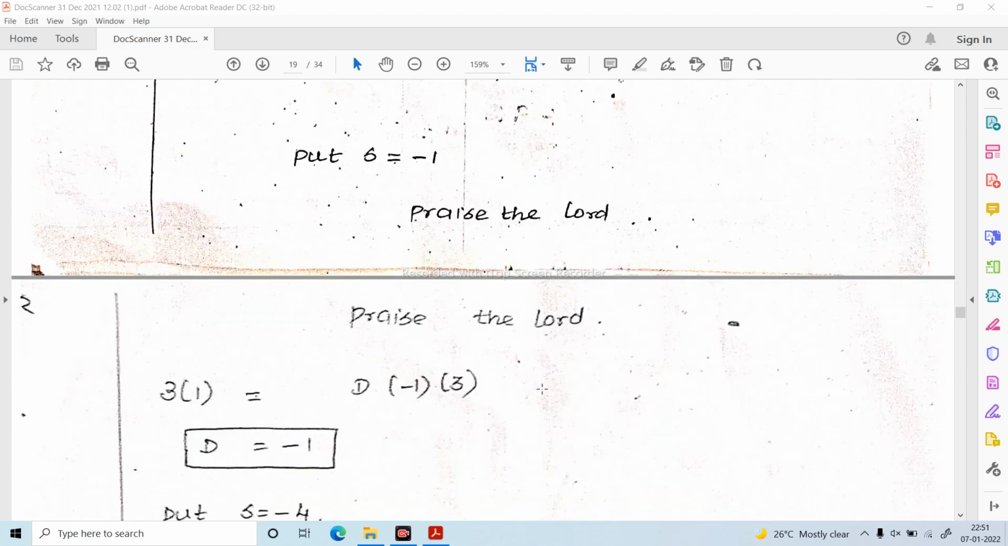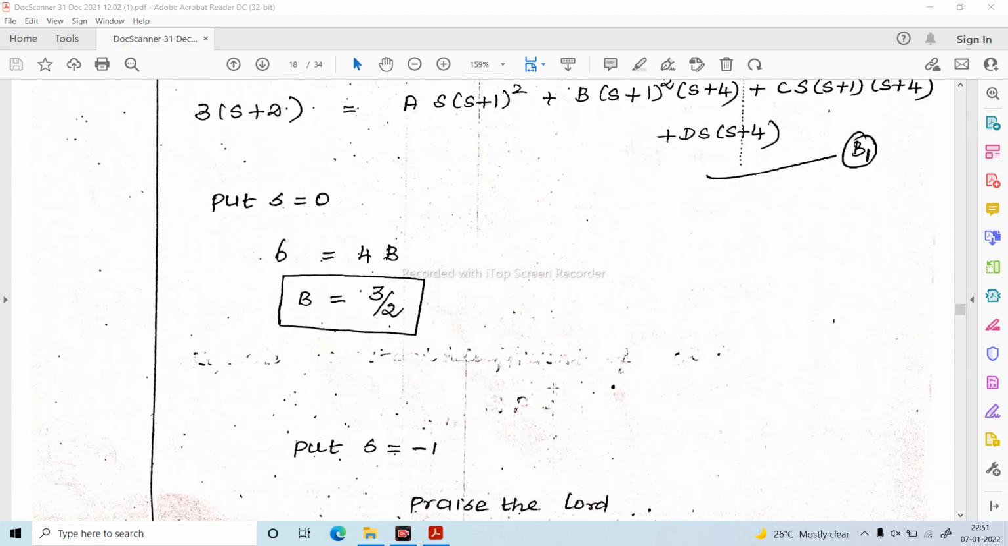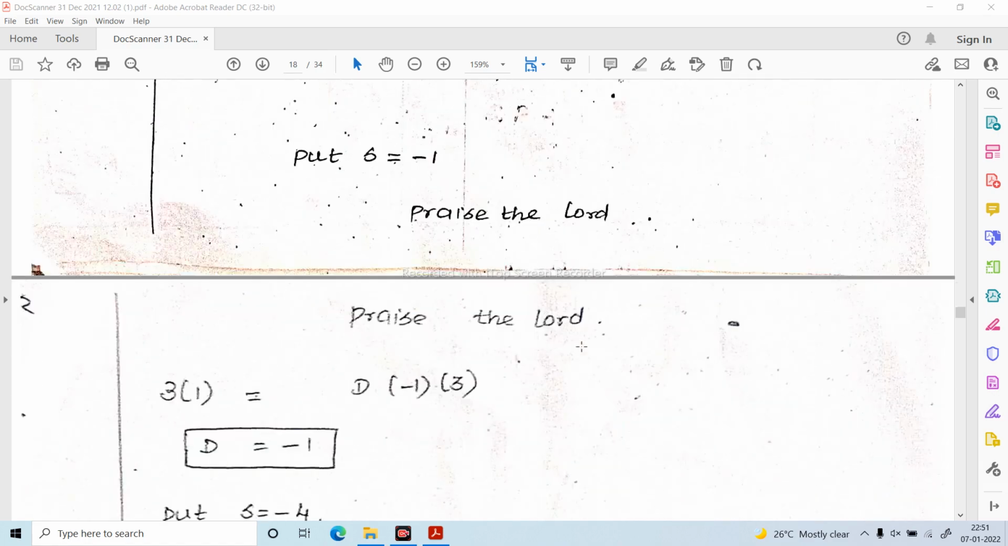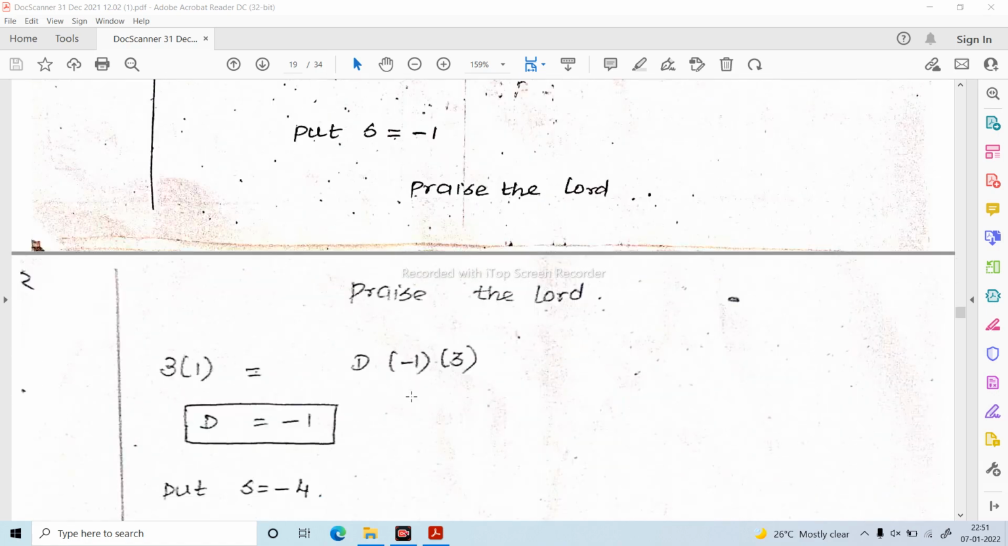Next put s is equal to minus 1. Minus 1 means the first, second and third terms vanish, and only the fourth term remains. So minus 1 into 3 is equal to 3 into 2 minus 1, that is 3 into 1. So 3 into 1 is d into minus 1 into 3, so d is equal to minus 1.